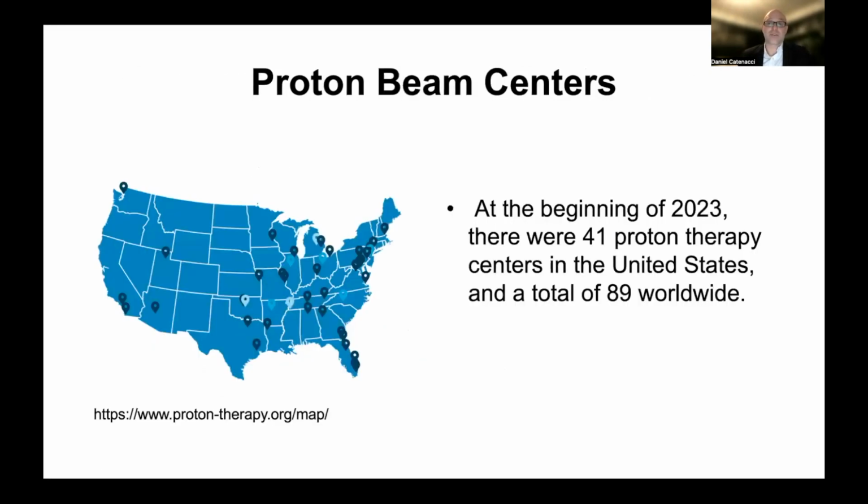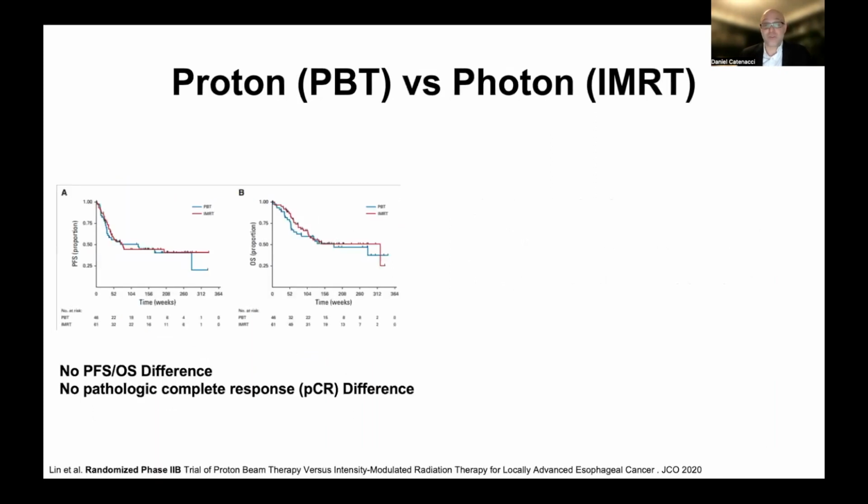However, proton beam centers have been scarce. At the moment there are only 41 proton beam therapy centers in the United States, and a total of 89 worldwide. As a consequence, most of the studies so far with proton beam therapy are small and retrospective, and they're not definitive, although many of them do suggest that it is at least better tolerated, with less radiation to the normal tissues nearby, and some suggest it might even be better. In gastroesophageal cancer, there are even fewer studies.